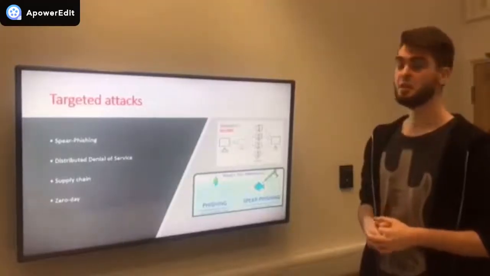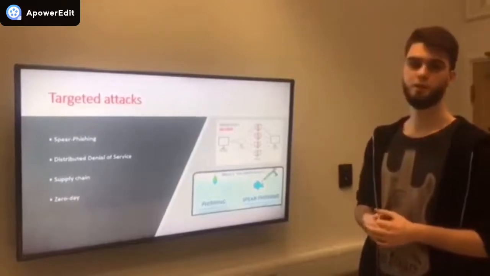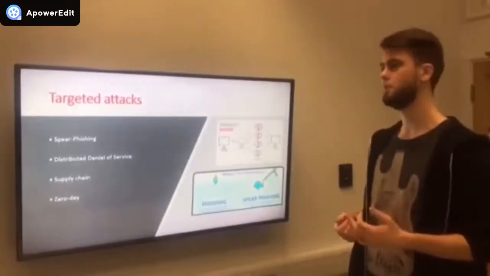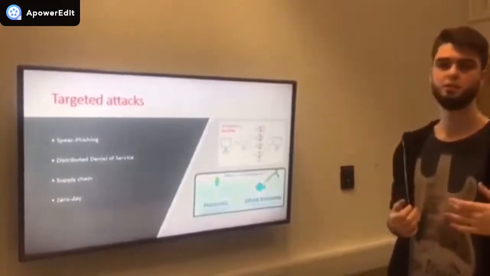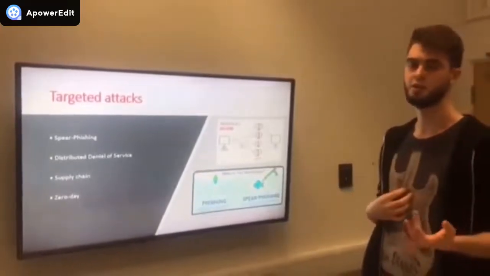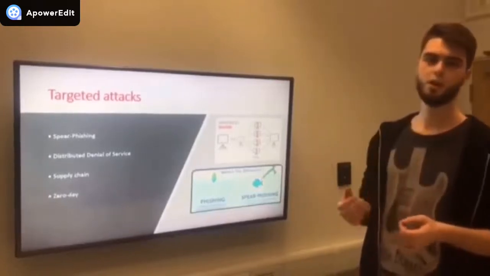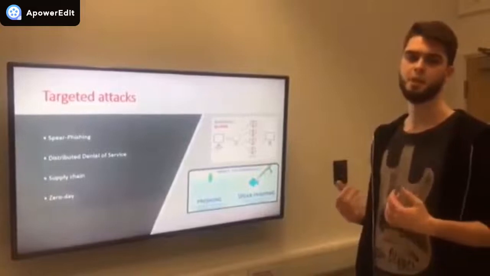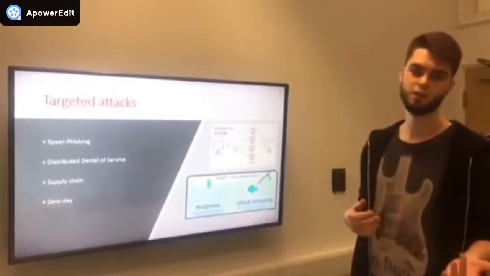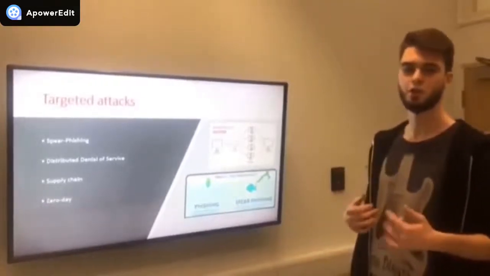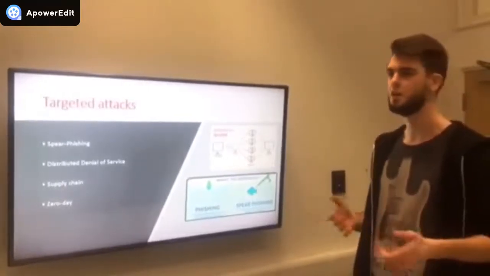The next thing I'm going to be discussing are targeted attacks. The first one is spear phishing. This one is pretty much the same as the phishing mentioned before. However, it is specially targeted at an individual or organization. The second attack is distributed denial of service. This is to deploy a mass amount of packet requests, often from a botnet, to one website or network, in order to overload the system and also prevent regular access by legitimate users.